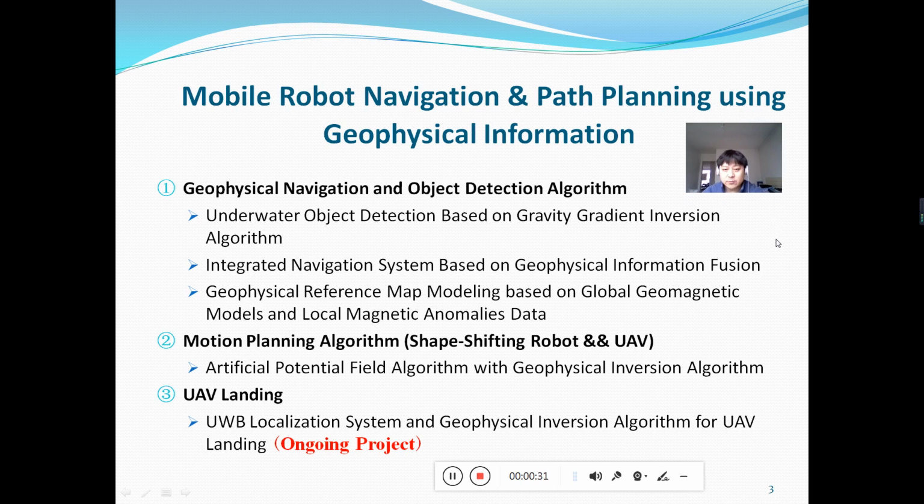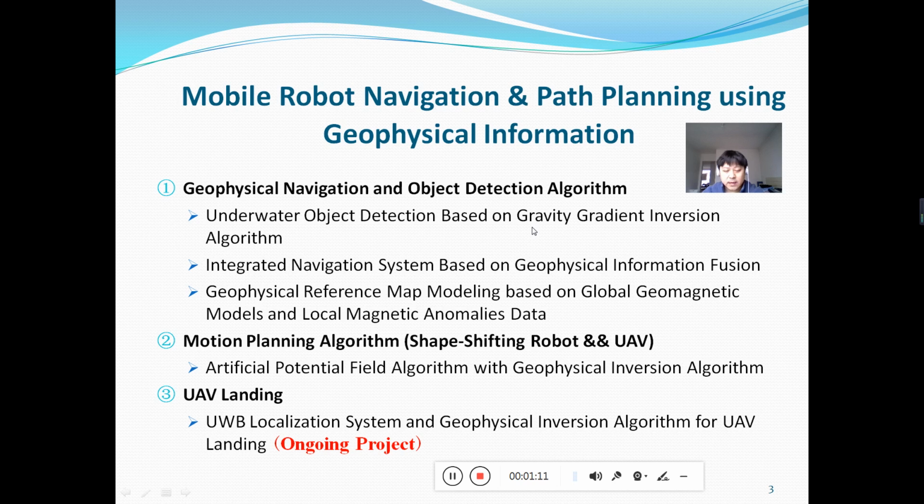My research background is mobile robot navigation and path planning using geophysical information. In this big topic, I propose three big ideas. One is the geophysical navigation and object detection method, and in this topic I propose three ideas. One is underwater object detection based on the gravity gradient inversion method. Another is the integrated navigation system based on geophysical information fusion.